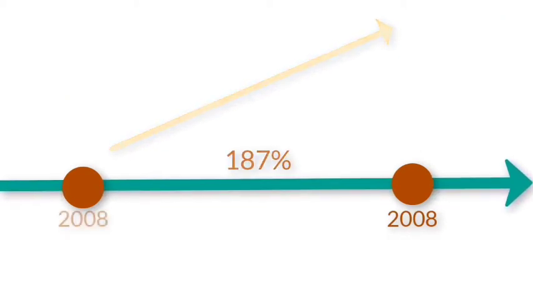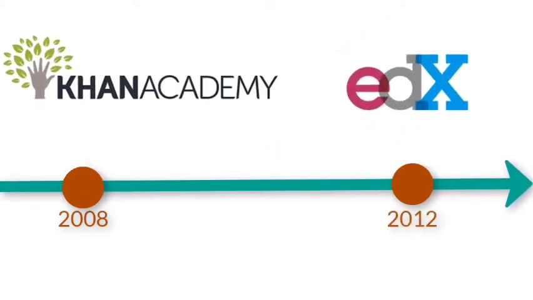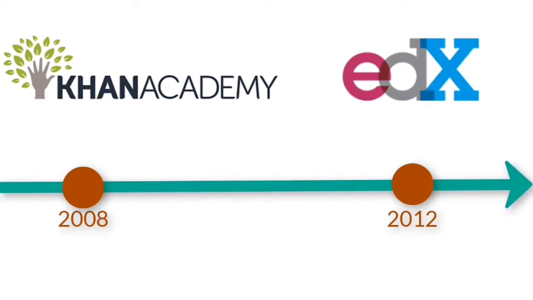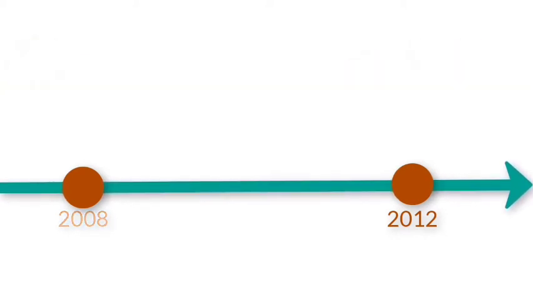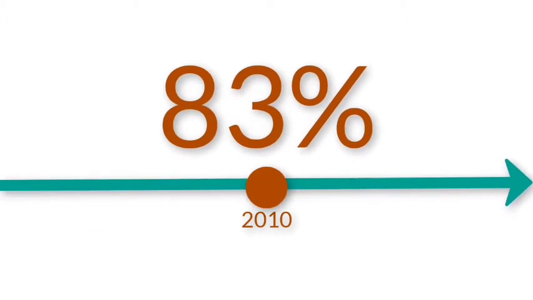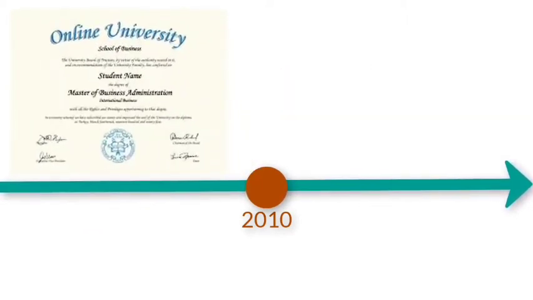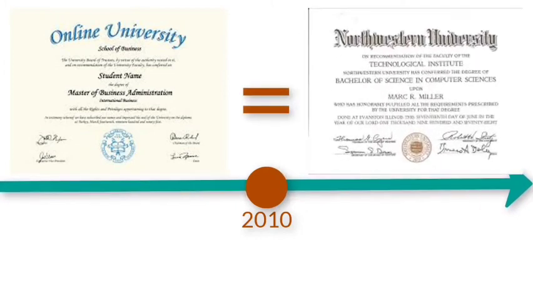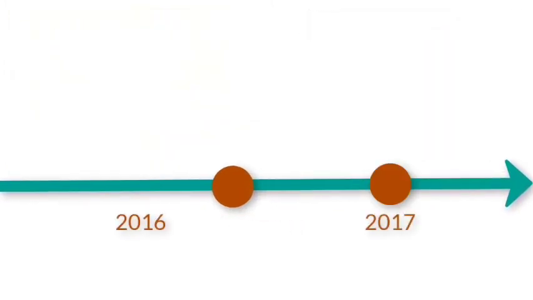With the emergence of Khan Academy in 2008 and edX, which launched in 2012, distance learning students had become a significant proportion of all higher education students. In 2010, 83% of CEOs and small business owners in the United States considered online degrees to be as credible as traditional degrees. Which brings us to the present.